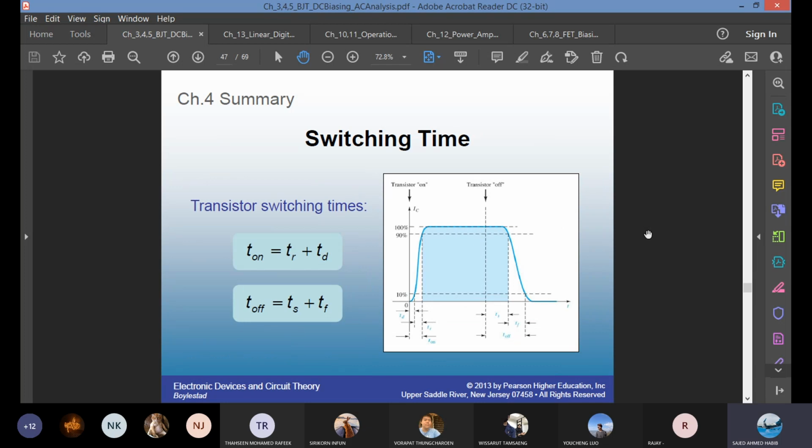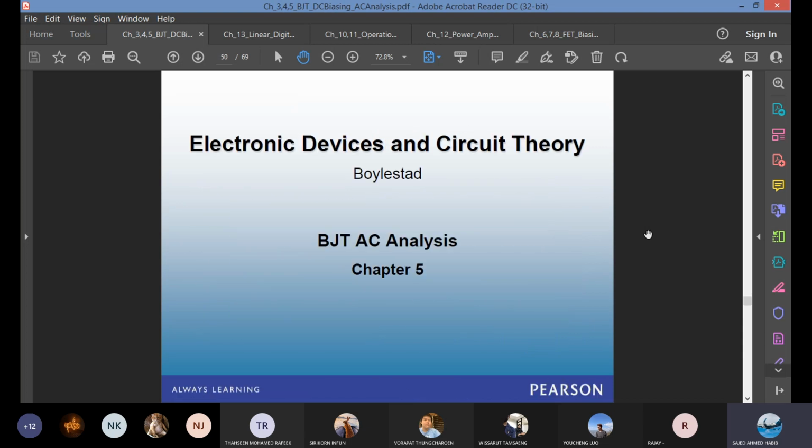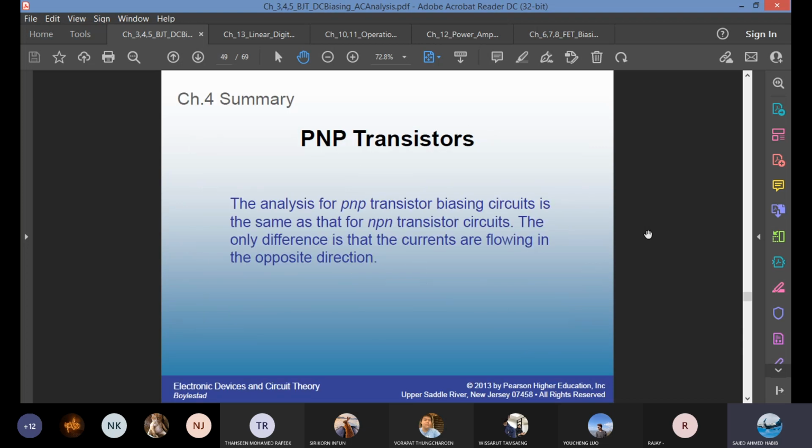Switching time, we discussed shortly in the class, transistor on and off time. We did not do any analysis using PNP, but if you have any analysis with PNP, the principles are the same, the equations are the same. You just change the direction of the current and reverse the polarity.